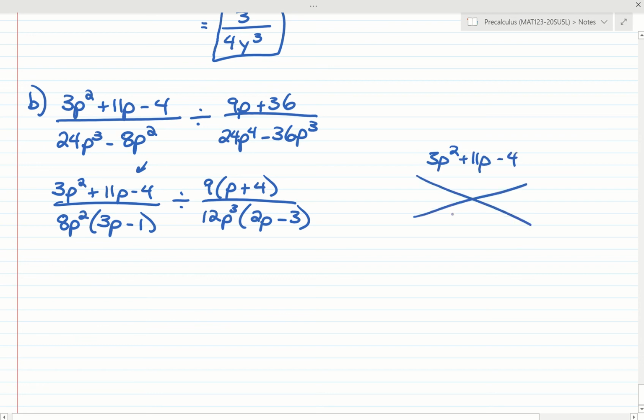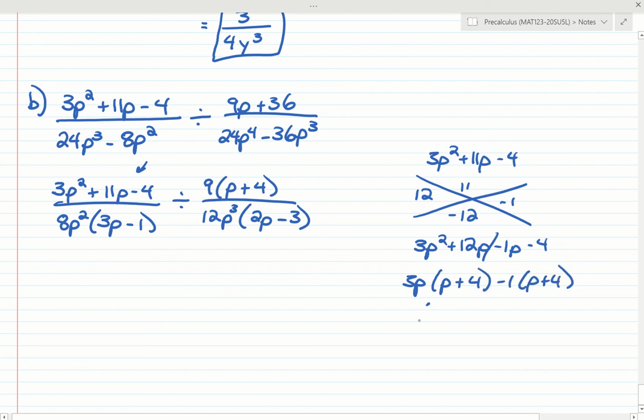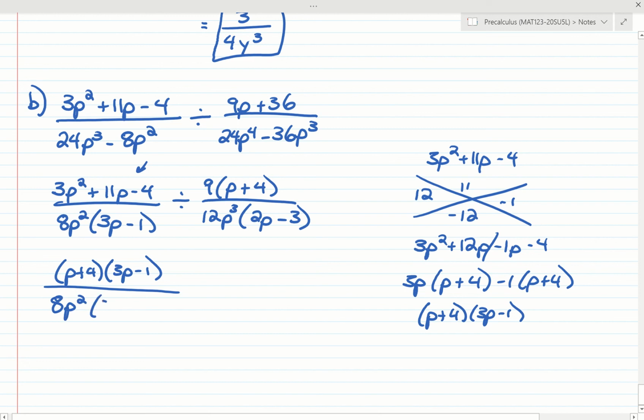3 times negative 4 is negative 12. But they have to add up to 11. So I'm going to use 12 and negative 1. So we get 3p squared plus 12p minus 1p minus 4. Cutting it down the middle, we could take out a 3p. And completely factored, this would be p plus 4 times 3p minus 1. So we would get p plus 4 times 3p minus 1 divided by 8p to the second times 3p minus 1.